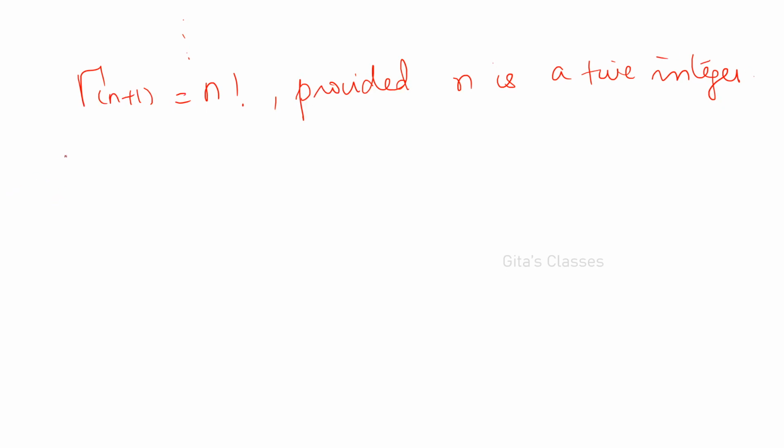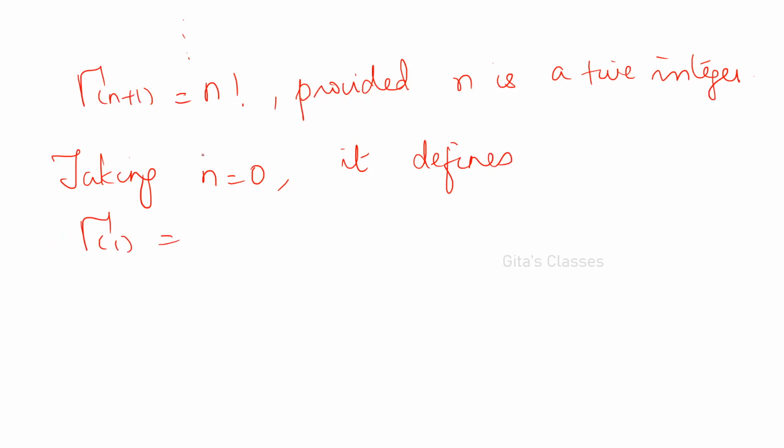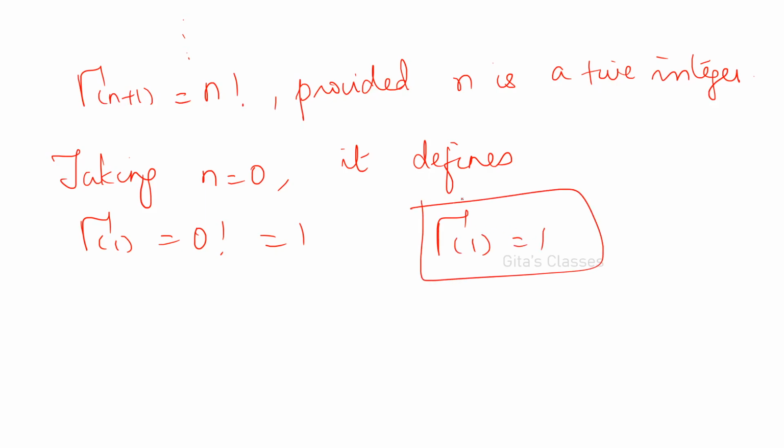So if you take n equal to 0, it gives gamma of 1 is equal to 0 factorial, which is 1. This is another proof that gamma of 1 is equal to 1. Another way to prove that gamma of 1 is equal to 1.